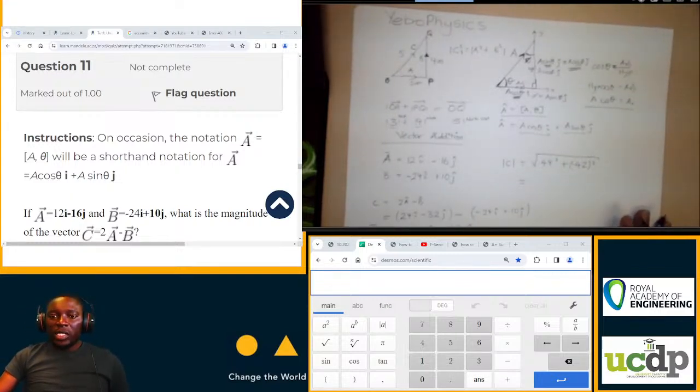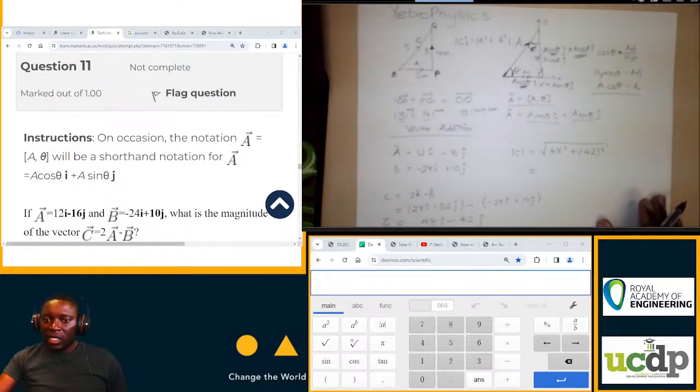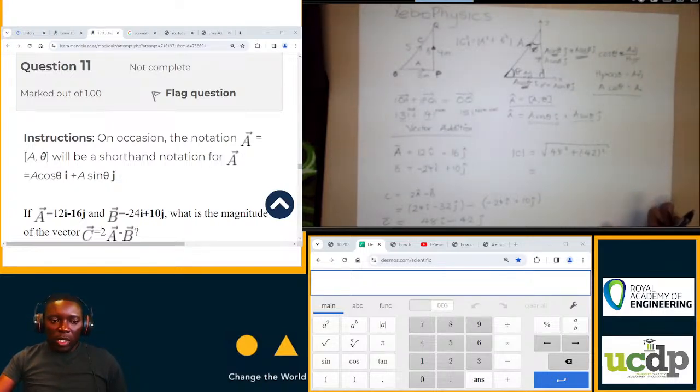So that's basically what we said about the introduction to the use of vectors in calculating the magnitudes and directions, or the resultant vectors in different cases. So what we're given in question number 11 that's showing on the screen, are vectors A and B, which are such that a vector C is equal to 2A minus B. So we multiplied the magnitudes of vector A by 2, and we got 24 for the i component and 32 for the j component, and subtracted the vector B, which is minus 24i plus 10j.